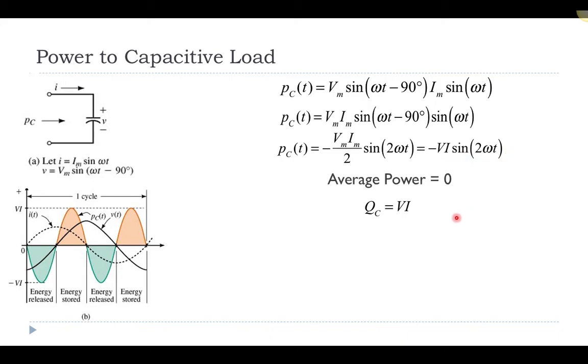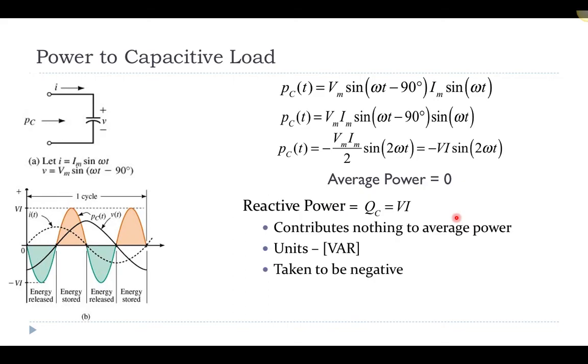So again, if we're talking about the reactive power for a capacitor, the average is going to be 0, but we still can take into account the fact that there is this reactive power in the circuit, and we define the reactive power as the voltage times the current, just as we did before, where this is the voltage across the capacitor and the current through the capacitor.